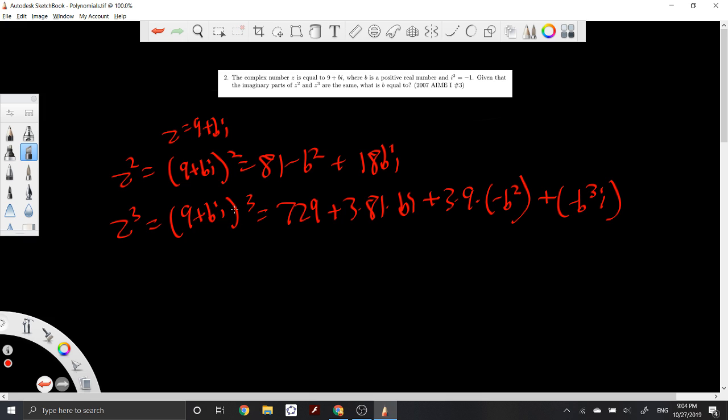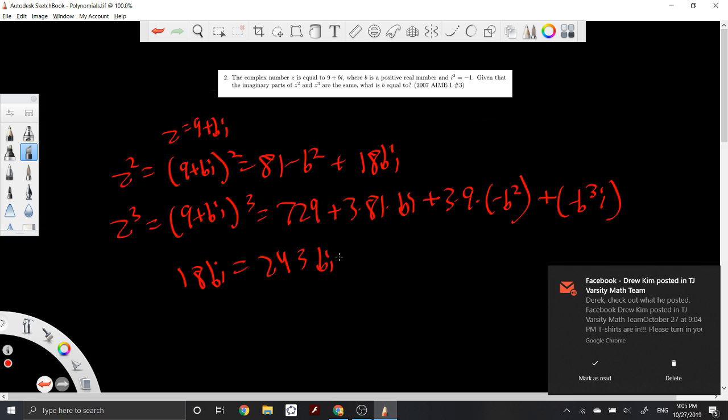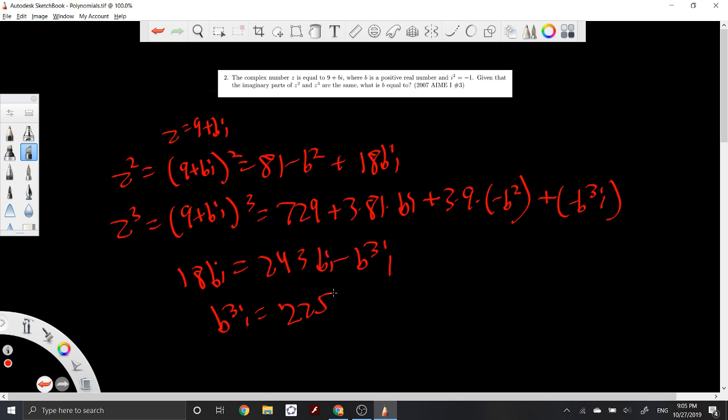And so the imaginary parts, setting them equal, gives 18b equals 243b minus b cubed, implying that b cubed equals 225b, canceling out the i's, and canceling out the b's because b is not 0. Then we get b equals, it has to be plus or minus 15, but we know it's positive, so it's 15. So this is literally just taking the definition of a complex number i, really.